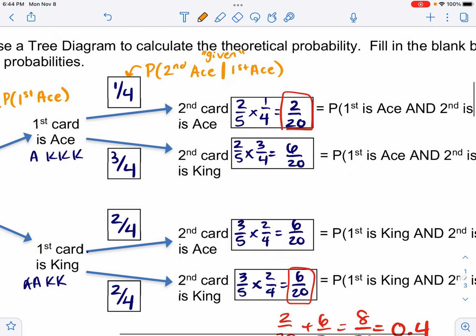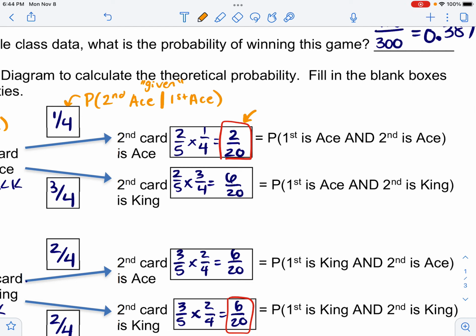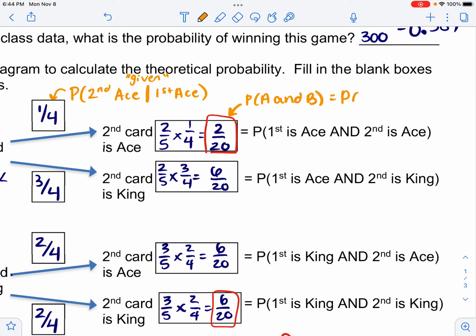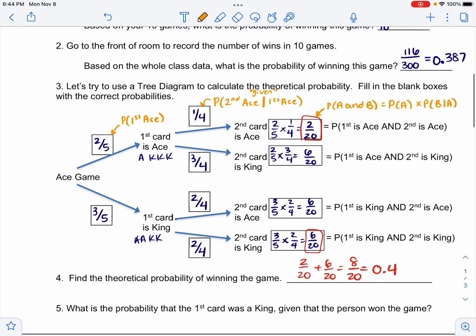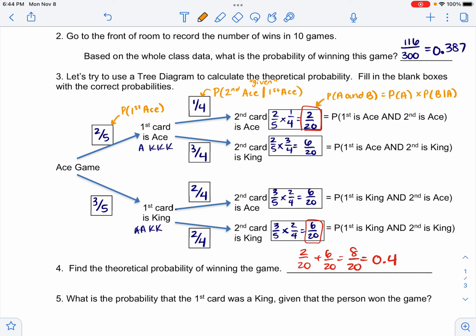So now in our final box here, this is that and probability. So the probability of A and B, which now we have a little bit of a formula for. It is the probability of A times the probability of B given that A has already happened, and that is the general multiplication rule. So we learned earlier in this unit about the general addition rule. Now we have the general multiplication rule that we use for the AND probability.